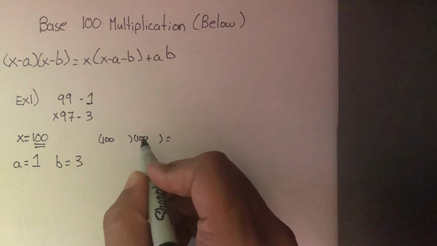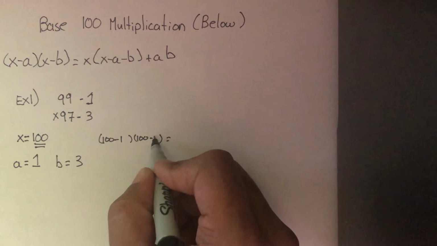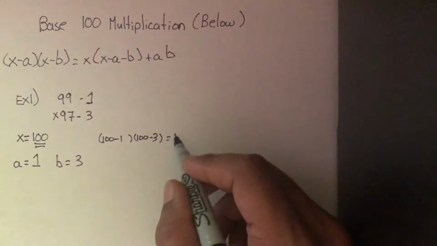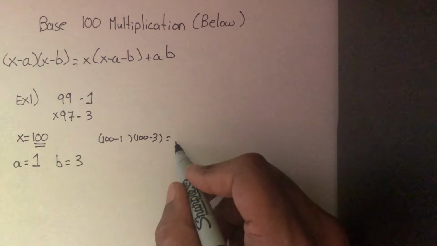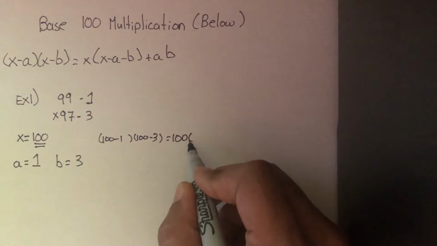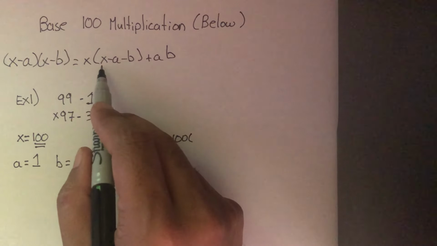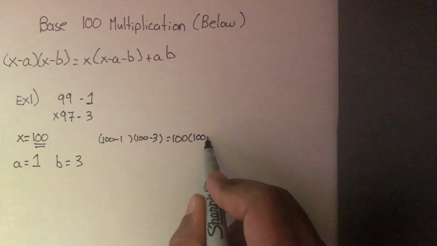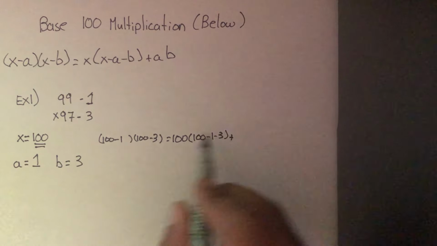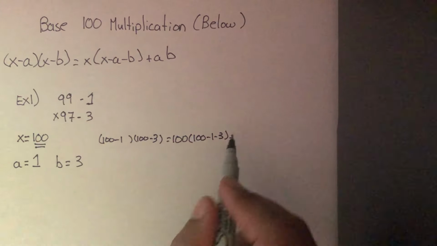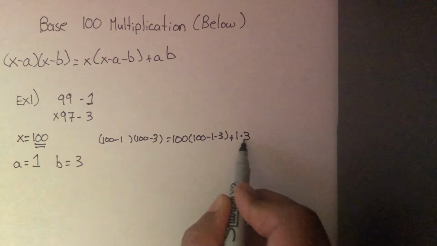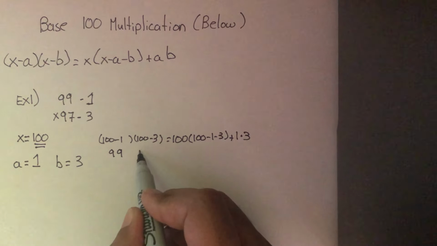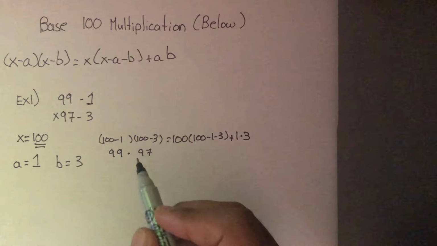100 minus 1 minus 3. So I just did this right here with our values. And now I'm going to say that equals, what's my X? 100. So that's 100. Then I say 100 minus 1 minus 3. Then I say plus, I multiply these two numbers, 1 times 3, my A and my B. Now, this is 99, 100 minus 1. This is 97, 100 minus 3. So I have 99 times 97.